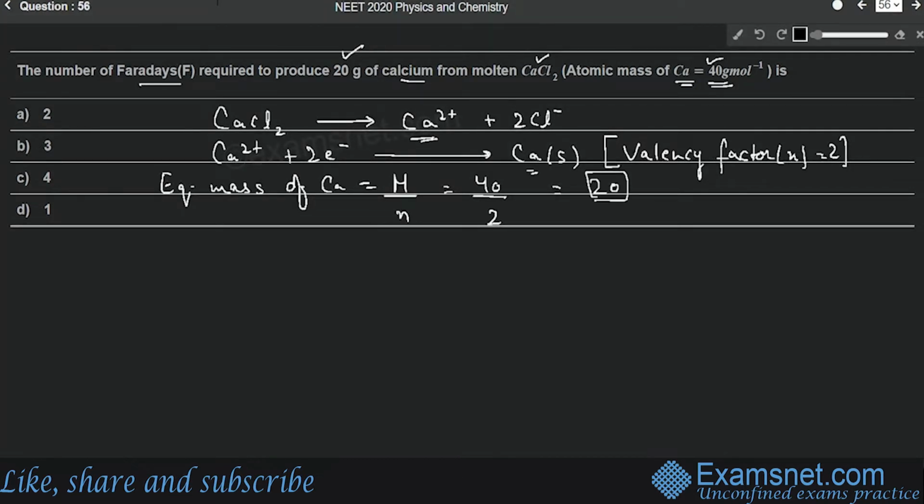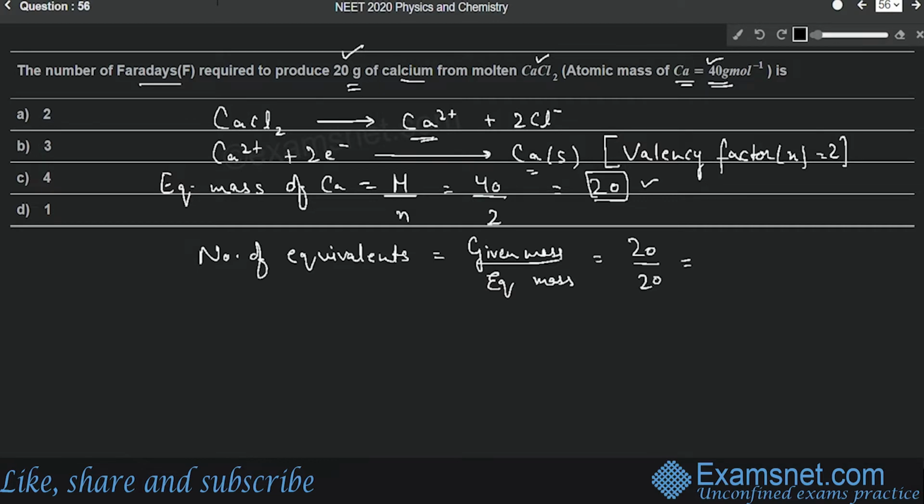Okay. Now with the help of equivalent mass, we can find out the number of equivalents of calcium. Okay. Number of equivalents equals given mass divided by equivalent mass. Okay. So what is the given mass in this question? It is 20 grams of calcium. So 20 divided by equivalent mass, again 20. So 20 divided by 20 will get 1. So the number of equivalents is 1.